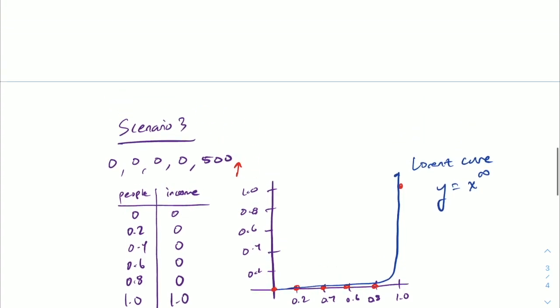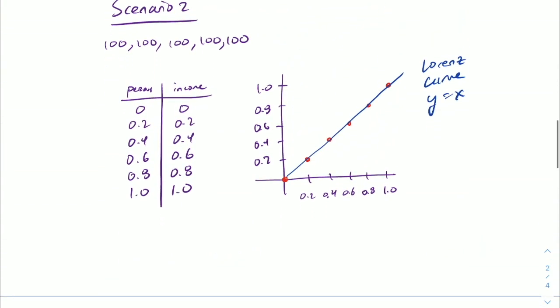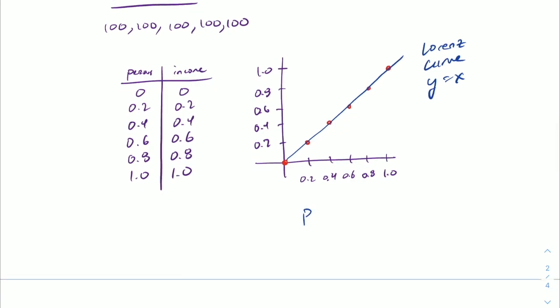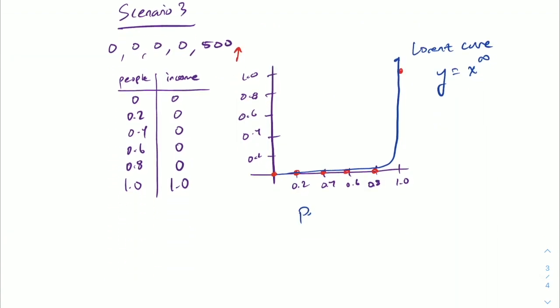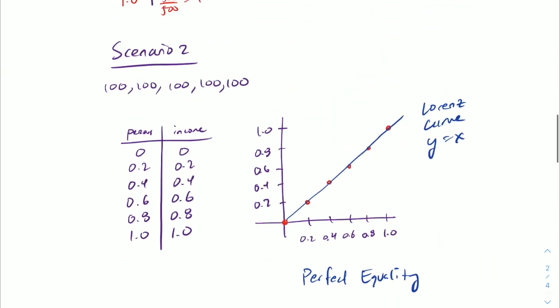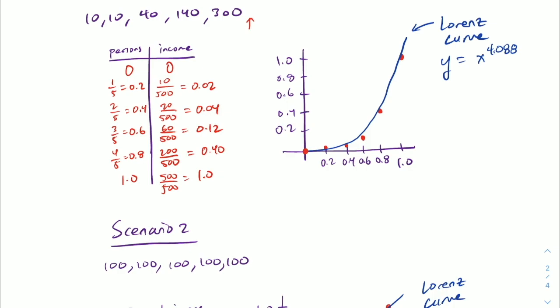So let's go back over each of these scenarios and think about them. This second scenario is a scenario where there's perfect equality. And the third scenario is one where there's perfect inequality. 1 person has it all and 4 persons have nothing. And then the first scenario is something in between, somewhere between perfect inequality and equality.